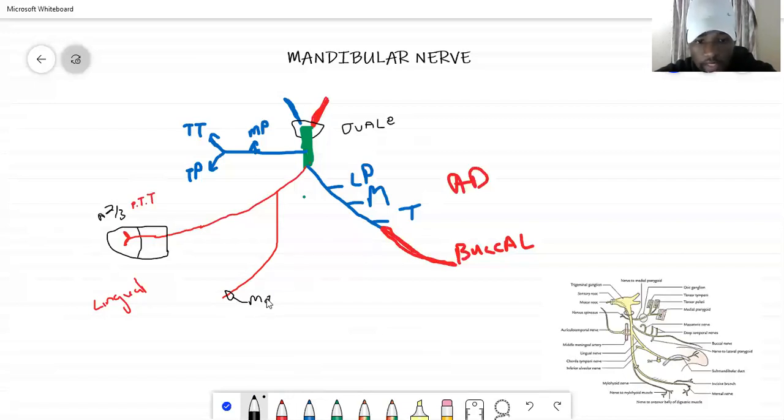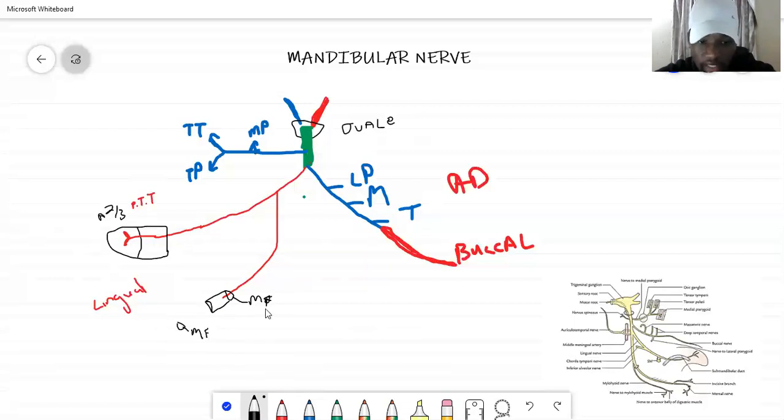So you have the mandibular foramen. Then when it enters the mandibular foramen, it will go on the inner surface of the mandible, and then it will exit at the mental foramen. So let's say that is our mental foramen right there. Okay? Our mental foramen.